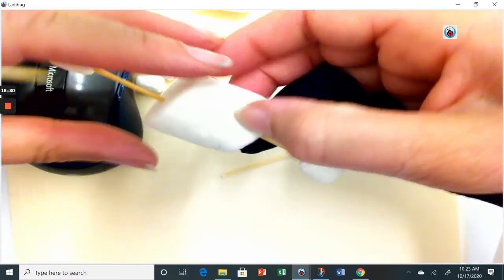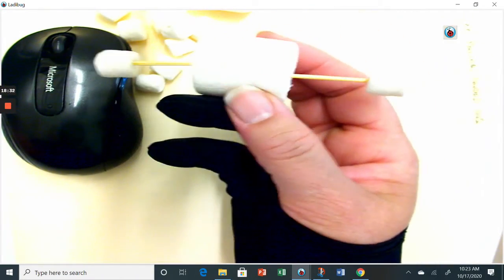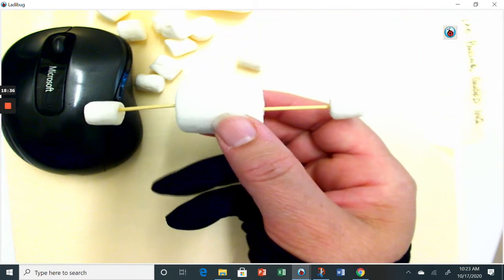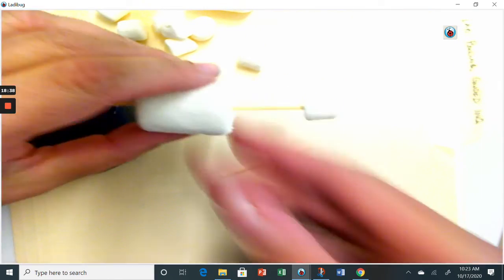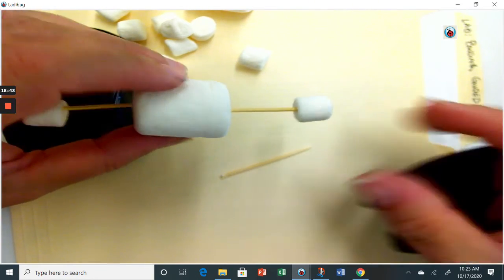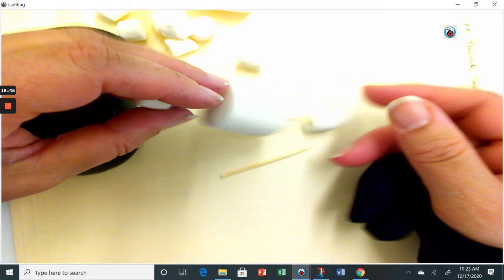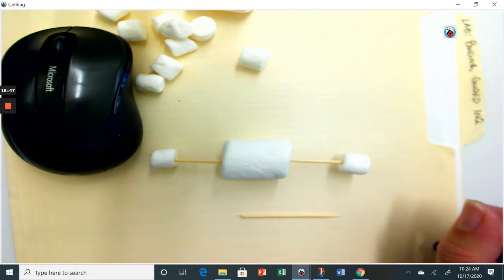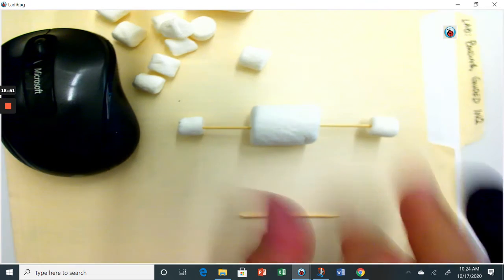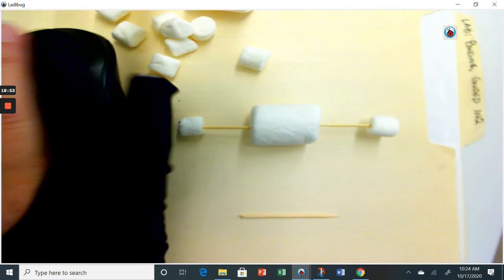So here's my little molecule. There's a really big atom in the middle and 2 little atoms on the outside. I hate this because I always get reflection. Does that work? Maybe it'll work. A little bit. And we have our little molecule there. Okay. Now notice that 2 domains, no lone pairs, it is going to be linear.